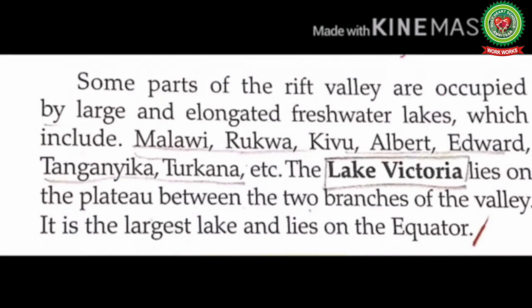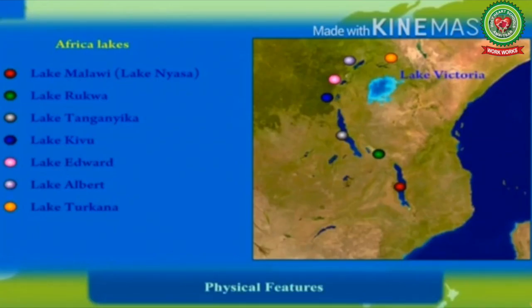Some parts of the Rift Valley are occupied by large and elongated freshwater lakes, which include Lake Malawi, Lake Rukwa, Lake Kivu, Lake Albert, Lake Edward, Lake Tanganyika, Lake Turkana, etc. Lake Victoria lies on the plateau between the two branches of the valley. It is the largest lake and lies on the equator.